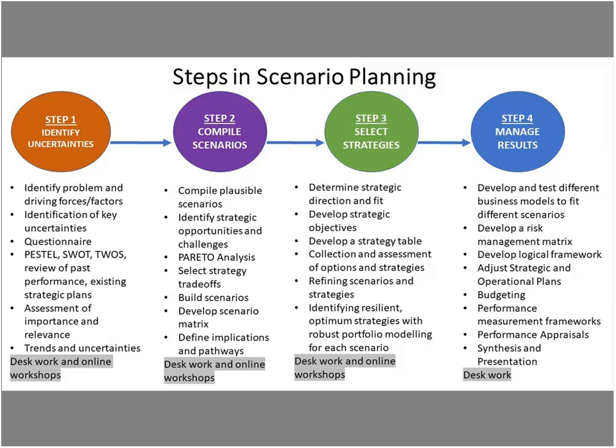In step two is where we start to compile plausible scenarios and identify these strategic opportunities and challenges. One of the techniques is the Pareto analysis, where we basically pick the top 20% of the issues that we have uncovered in the analysis and then build scenarios, develop our scenario matrix, and define our pathways.